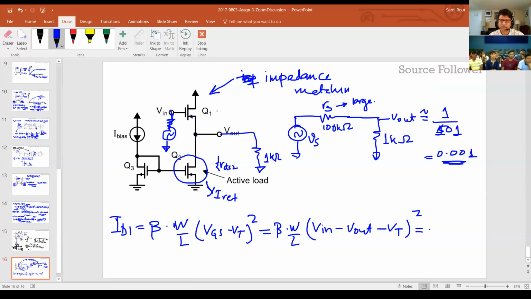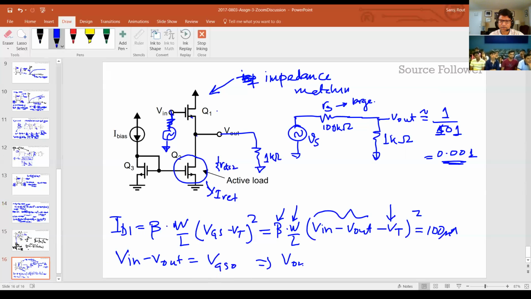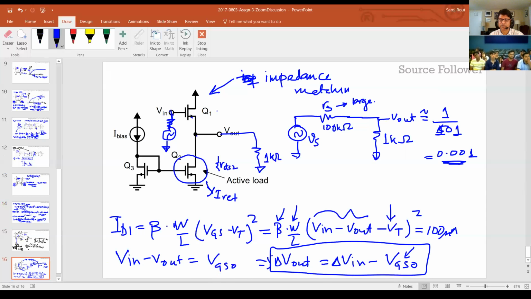Now, if this current is not changing, let's say this is 100 microamps, this current is fixed. Which means that V in minus V out should be fixed also, which is, let's say, that DC bias VGS0. In other words, V out is nothing but V in minus VGS0. So this is fixed. That means if I have some delta V in, that will be exactly equal to delta V out. That's what it means that it follows, it's a source follower.